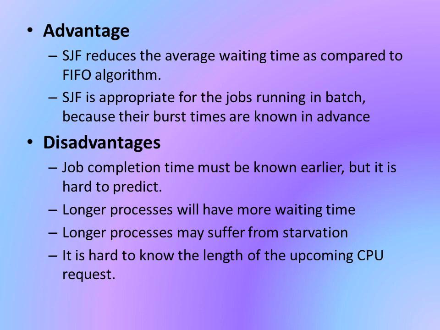So if shorter processes keep on coming, then they will be executed first, and the longer processes will be kept waiting infinitely, which ultimately may lead to starvation. And the last one, it is hard to know the length of the upcoming CPU request. That means we don't know in advance what the burst of the process coming next will be.